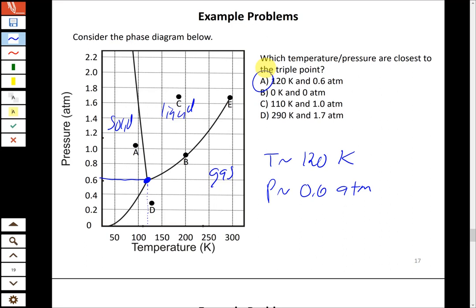Okay, so 0 Kelvin doesn't even show up on this diagram, or if it does, it's way at the origin. 110 Kelvin and 1 atmosphere would be at point A there. 290 is way past the triple point. So the triple point is right there where they all three come together. All right, any questions so far as we just quickly go through these? I think we can probably get them done.